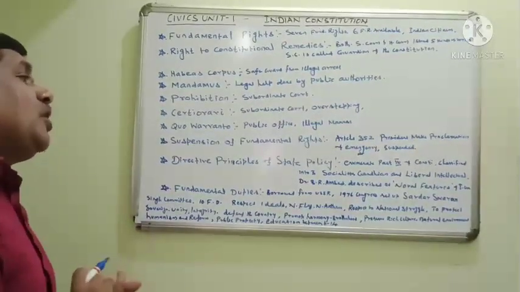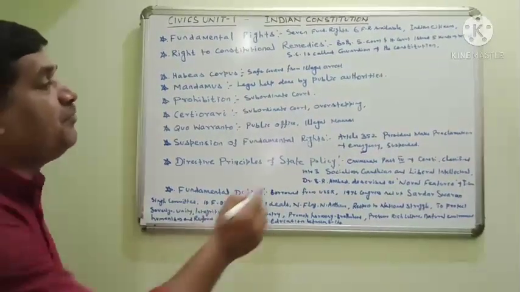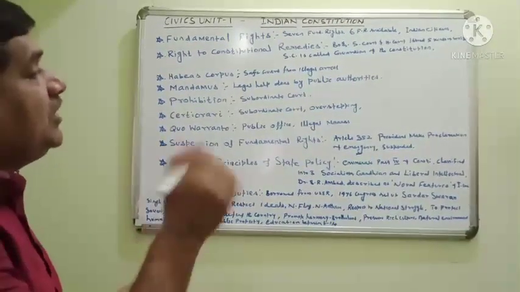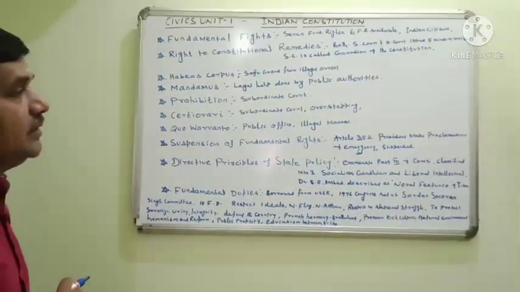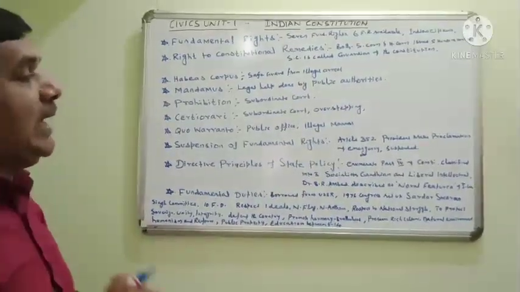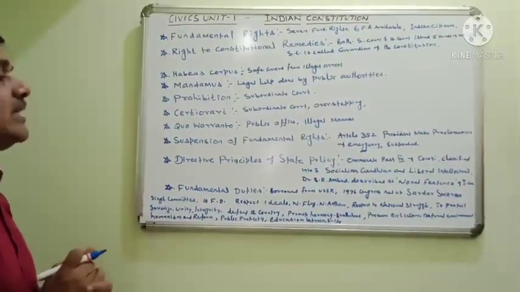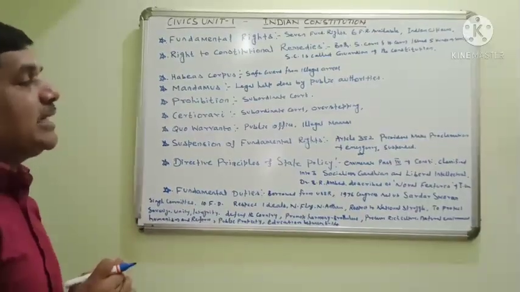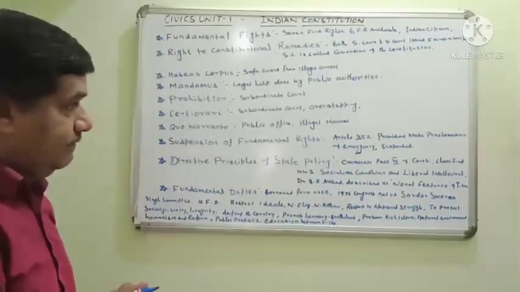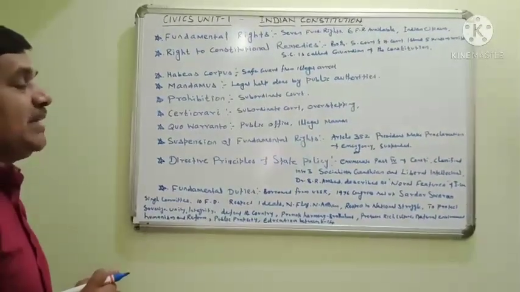Directive principles of state policy are enumerated in Part 4 of the Constitution, Articles 36 to 51. The directive principles of state policy are classified into 3 types. Dr. B.R. Ambedkar described the directive principles of state policy as a novel feature of the Indian Constitution.